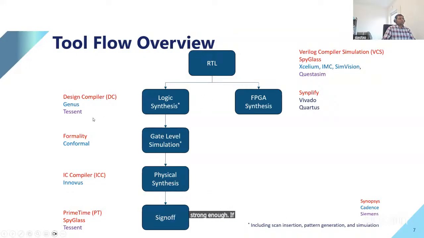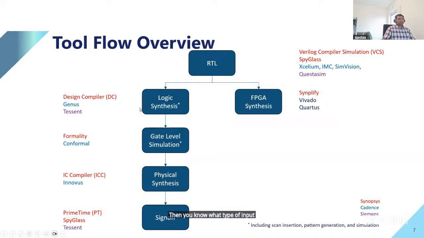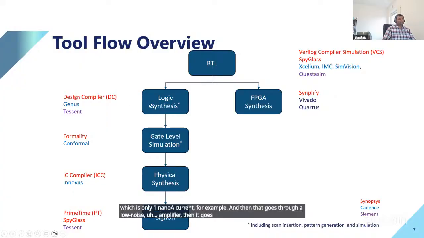If you know what the input looks like, if your inputs are some kind of sensor inputs, then you know what the input transition looks like, what your limitations are, then you know what type of input pad you have to use. So basically, if your input is coming from a sensor which is only 1 nanoampere current, for example, and that goes through a low noise amplifier and is amplified to some reasonably good level, then you know that this is my operating level.